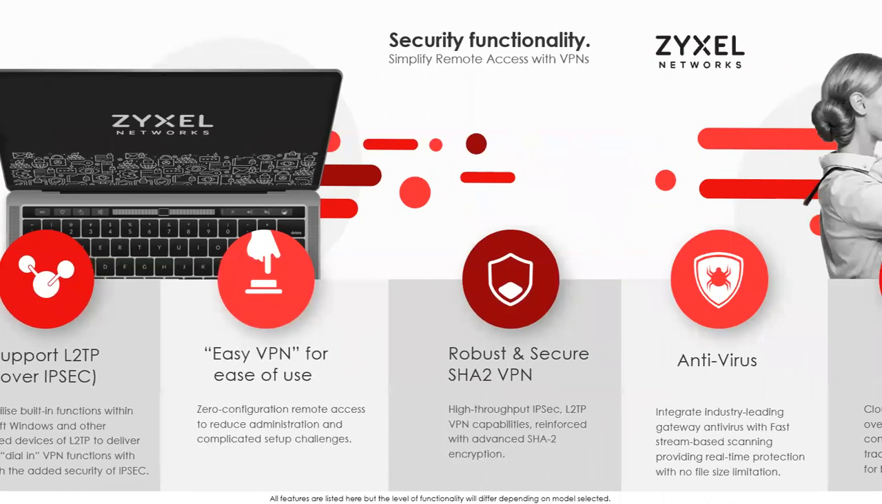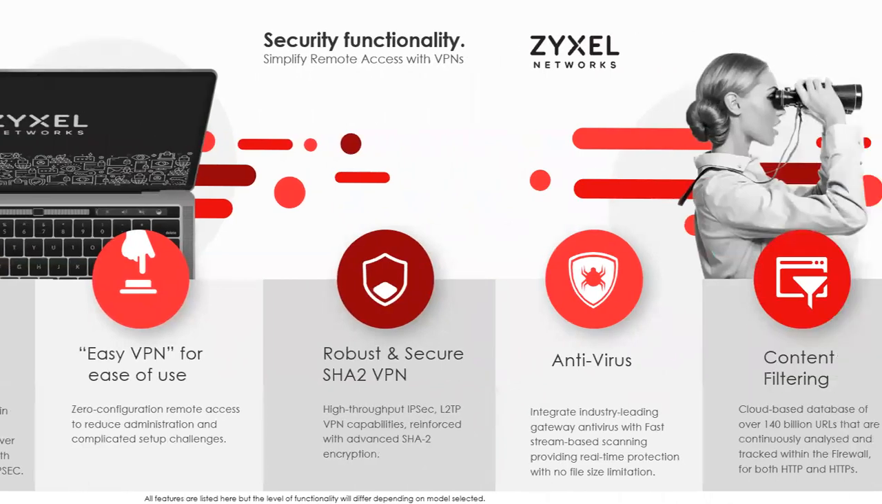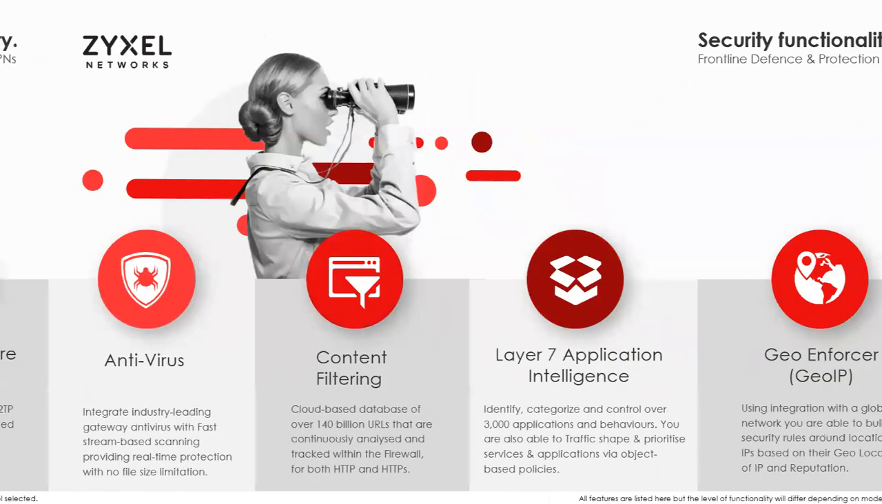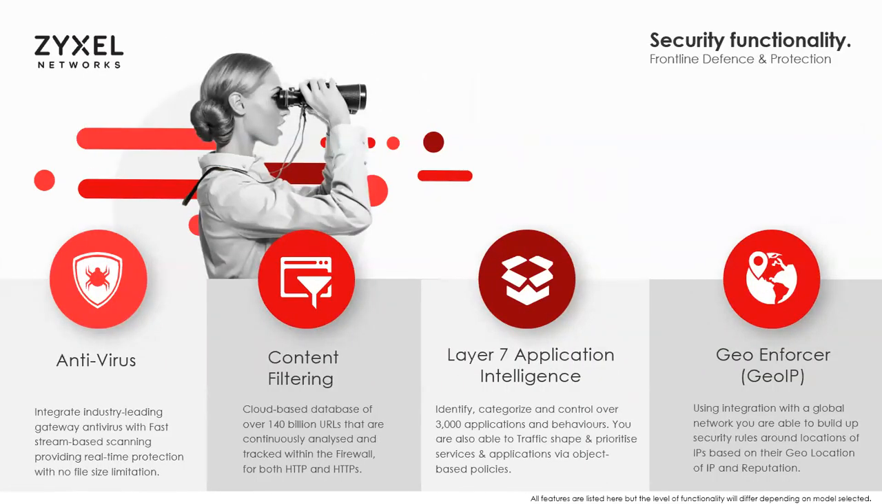And on the UTM side of things, we offer antivirus, content filtering, what we call layer 7 application intelligence. So this is your ability to create policy rules based not just on ports and IP addresses and things, but we actually have a database of applications, and we can automatically recognize these different applications to make it easier for you to create these policy rules. And in some cases, we have the ability to go in and limit specific functions of those applications.